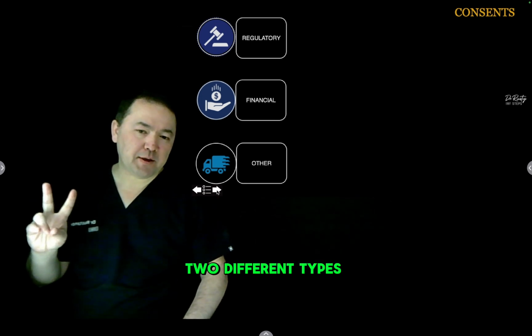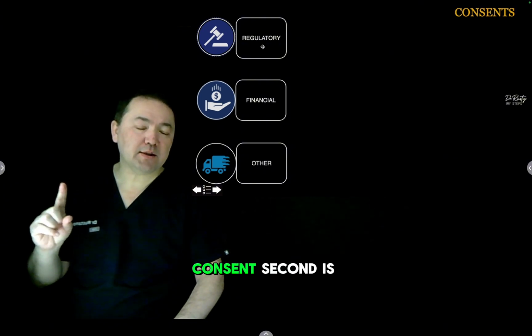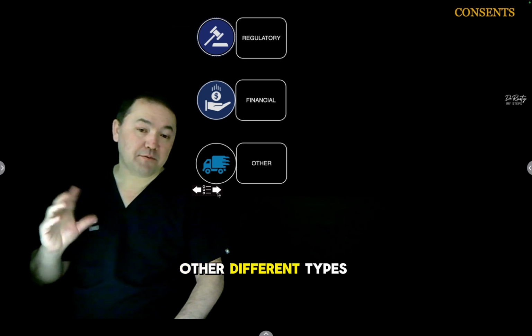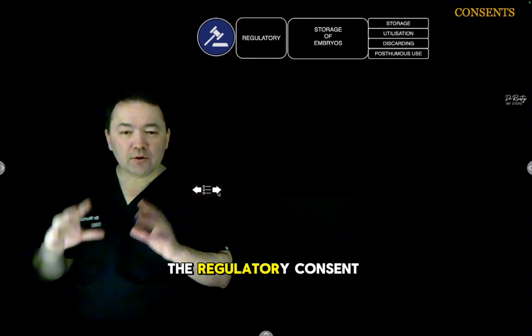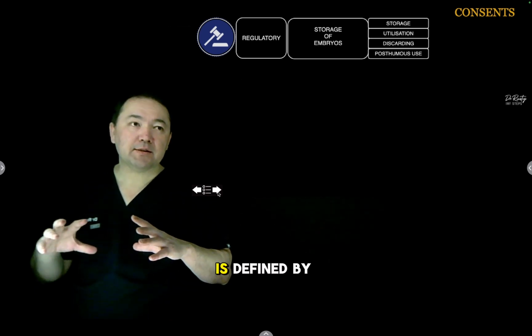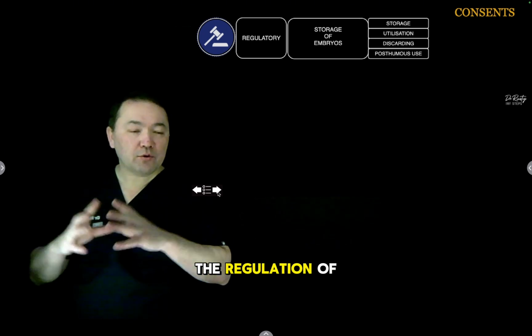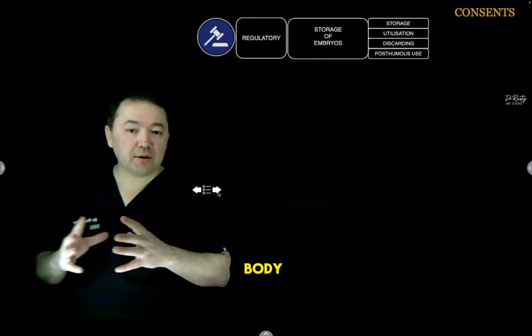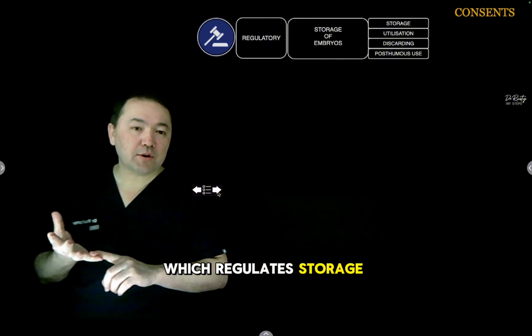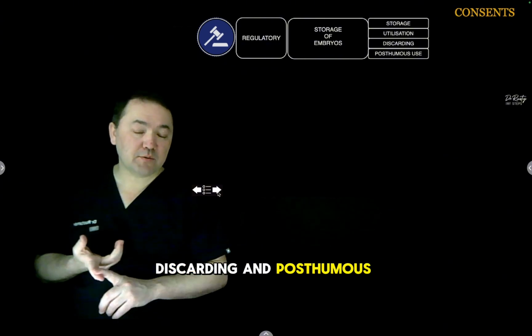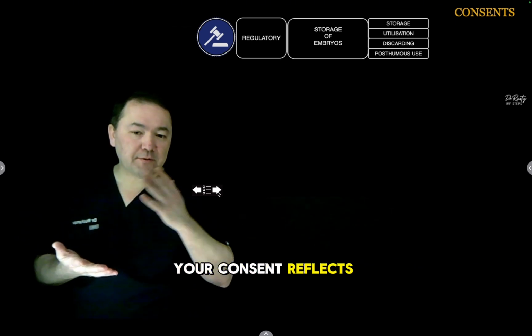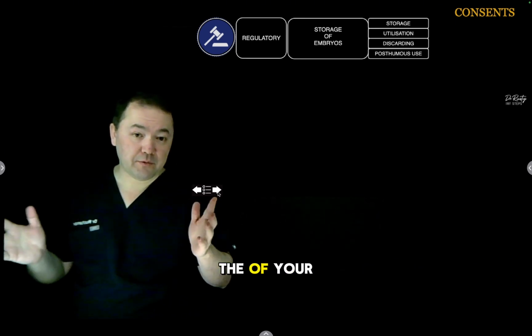Generally, there are two different types of consents. One is a regulatory consent, second is financial consent, and some clinics may have different types of consents. The regulatory consent is defined by the regulation of your country. So each country has a regulatory body which regulates storage, utilization, discarding, and posthumous use of frozen eggs, sperm, and embryos. So your consent reflects the law of your country.